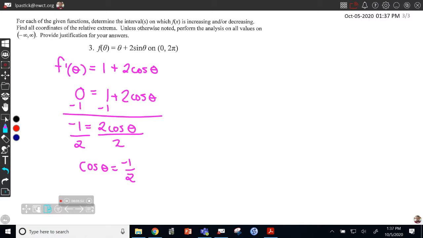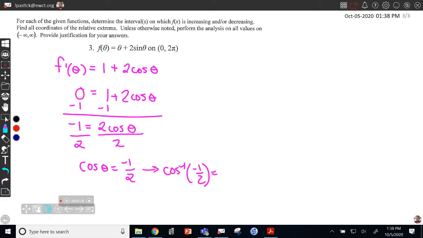So I took a little pause there and I did this. I set 0 equal to 1 plus 2 cosine theta. Subtract 1 from both sides, divide by 2 on both sides. We have cosine theta equals negative 1/2. Well, I need to know what theta is. I don't know what you remember about the trigonometry part, but basically when you're trying to find an angle inside of a trigonometric function, the only way to get that angle is to do the inverse trig function. So we're going to need to perform cosine inverse of negative 1/2.